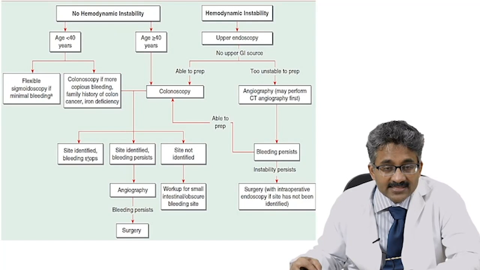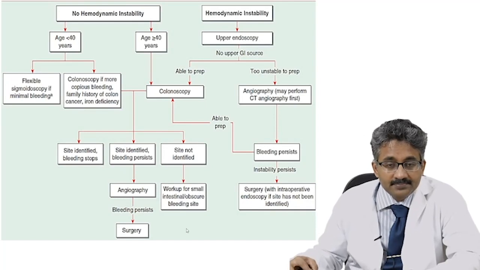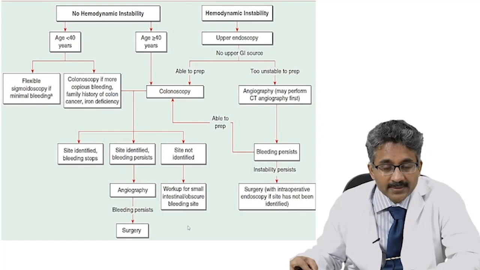So in the colonoscopy, if the site is identified and bleeding stops, it's okay. If the site is identified and bleeding persists, then you have to do angiography, and then if bleeding persists, then surgery. If the site is not identified, then you have to do a workup for an obscure bleeding site. I will tell what you will do for obscure bleeding site. For obscure bleeding site, you will do angiography and capsule based endoscopy, video capsule endoscopy, for obscure bleeding.